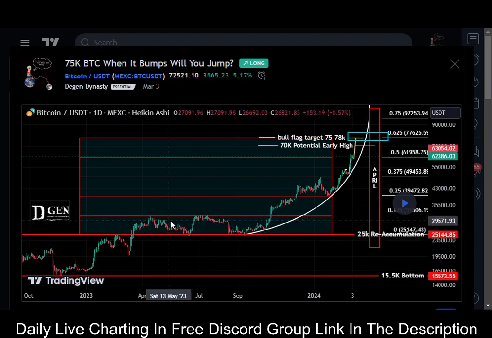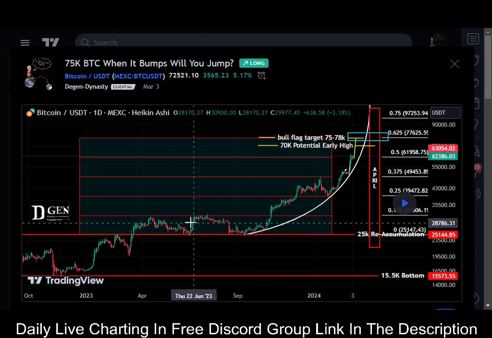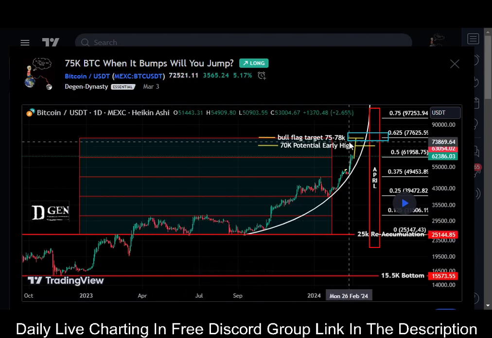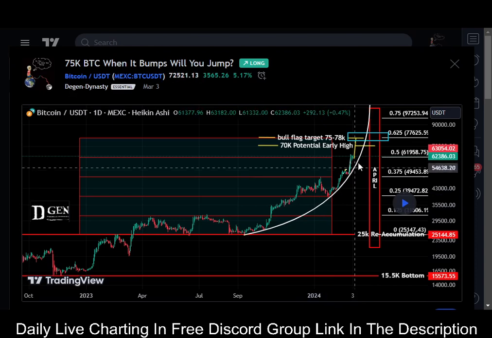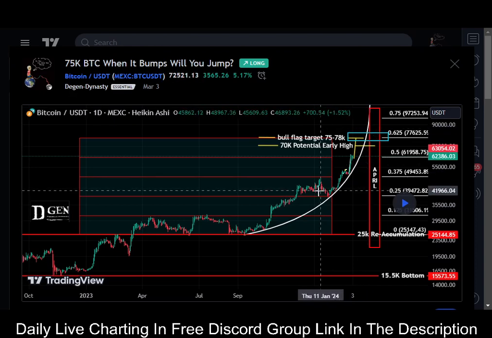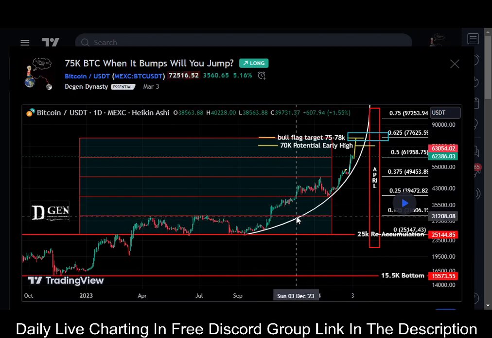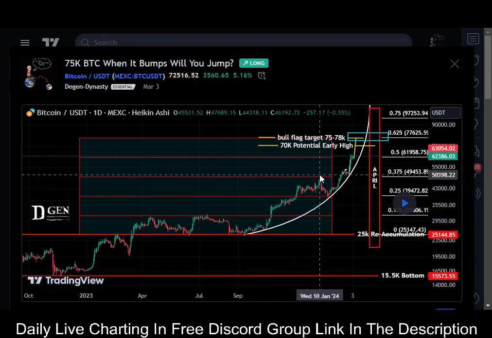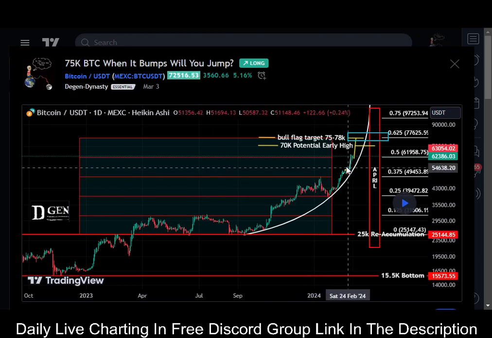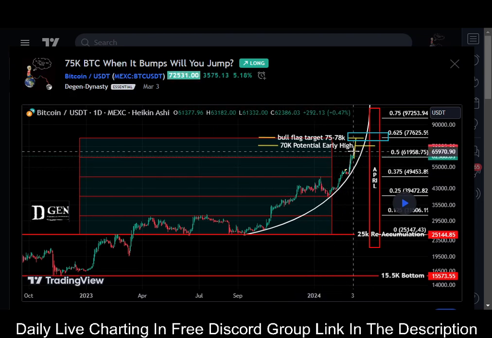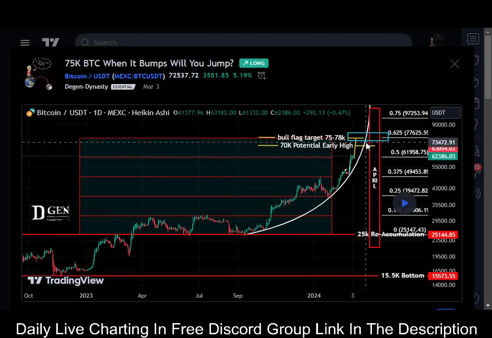This was distribution / accumulation, and then continuation. And this is the rate of change as it goes up, and you can see these equal proportions. You know, here you have resistance, resistance flipped into support, resistance flipped into support, resistance, hopefully going to be flipped into support, and then you have resistance again at the $75,000 to $78,000 area.